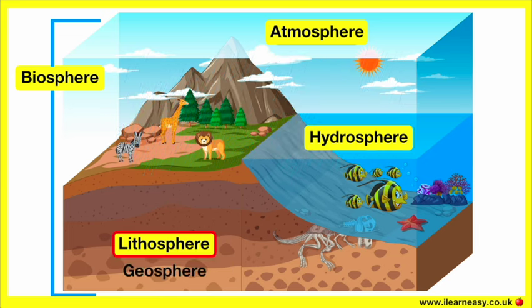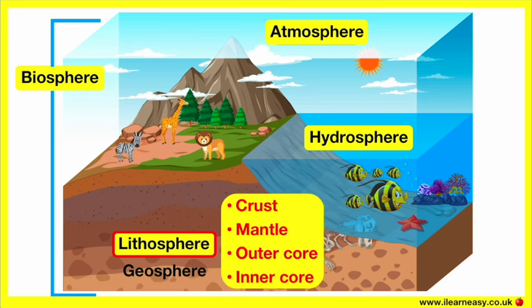Lithosphere. The lithosphere is also sometimes known as the geosphere. The Earth is split into four main layers: the crust, the mantle, the outer core, and the inner core. The lithosphere is the rocky outer surface of the Earth's crust and the upper portion of the mantle. The lithosphere is essentially the land on which biological life exists.